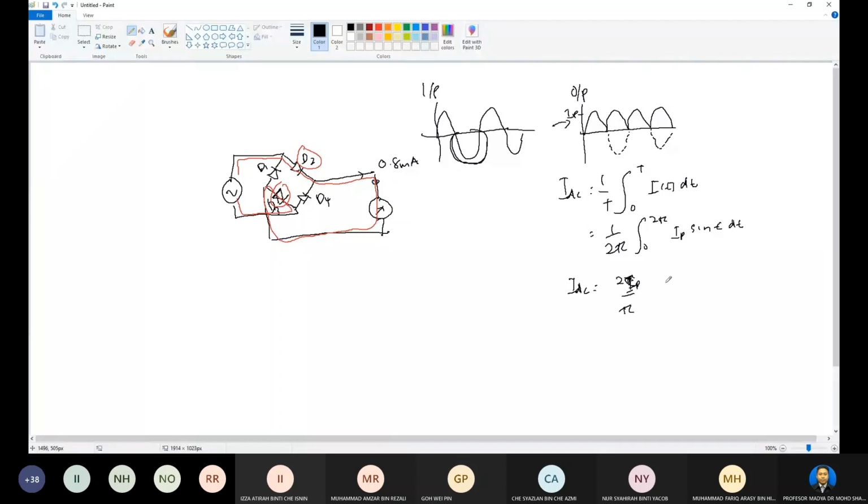And then that equals 0.636 IP. That means 0.636 comes from 2 over pi, 2 over pi multiplied by IP. So this is the formula for the full wave rectifier, to calculate the DC current: equals 2 over pi multiplied by IP, or 0.636 IP.